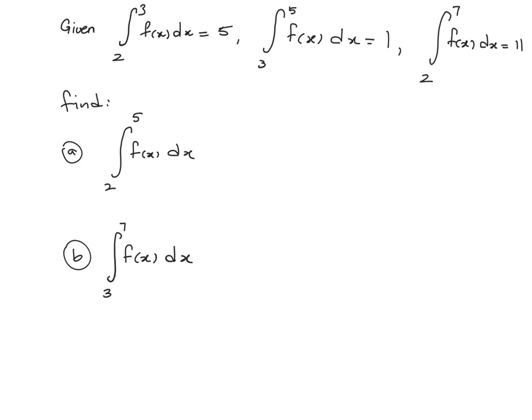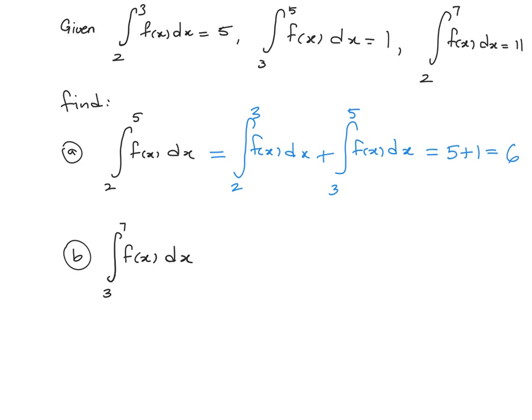So here we go. We're given the integral from 2 to 3 of f of x dx is 5, the integral from 3 to 5 of f of x dx is 1, and the integral from 2 to 7 of f of x dx is 11. So we want the integral from 2 to 5. To get from 2 to 5, we would do the integral from 2 to 3 of f of x dx plus the integral from 3 to 5 of f of x dx, and that would get me all the way from 2 to 5. And then I simply substitute the values that I know. The first integral from 2 to 3 was 5. From 3 to 5, the integral is 1, so it's 5 plus 1, which is equal to 6.